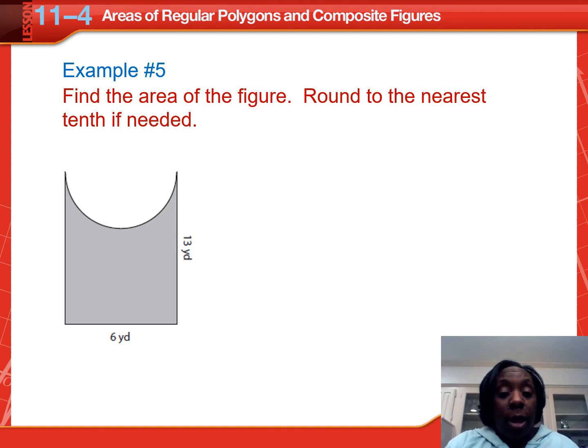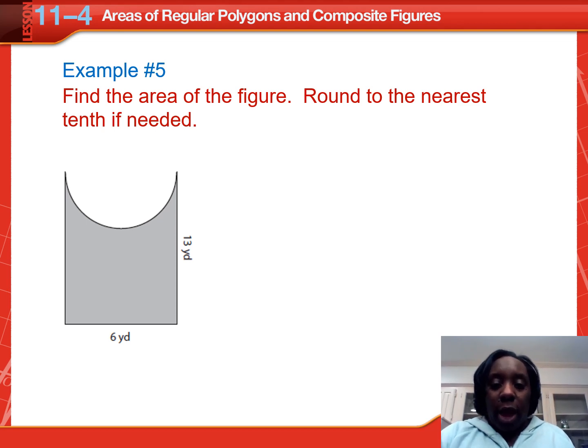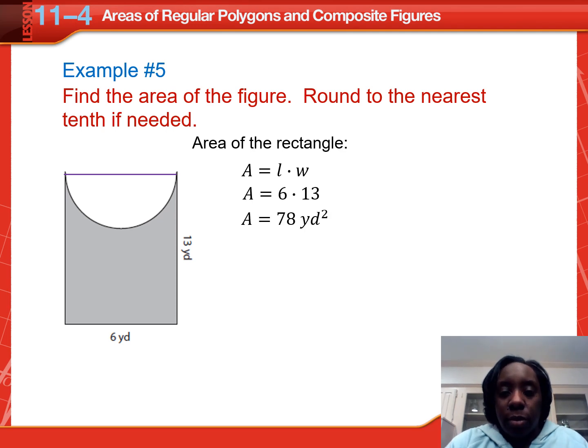And what shape am I taking away? I'm taking away a half circle. Instead of adding to it, I'm taking it away. And that's when I need to see that I need to subtract. So, again, I need the area of a rectangle, which is easy, 78, 6 times 13. Rectangles are just easy to work with.